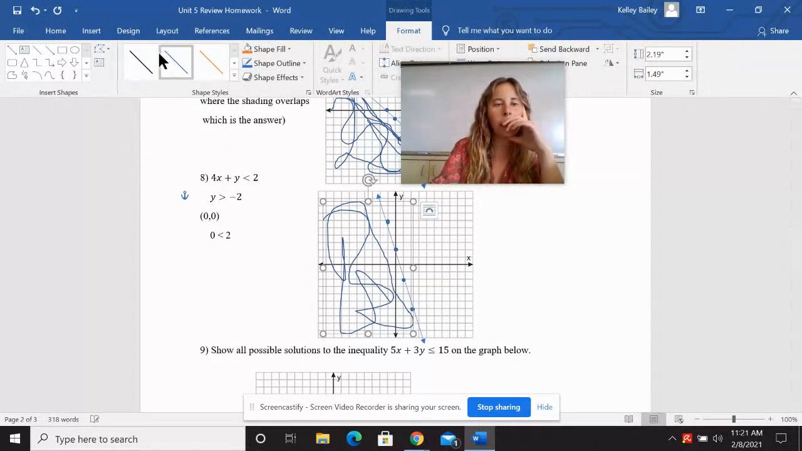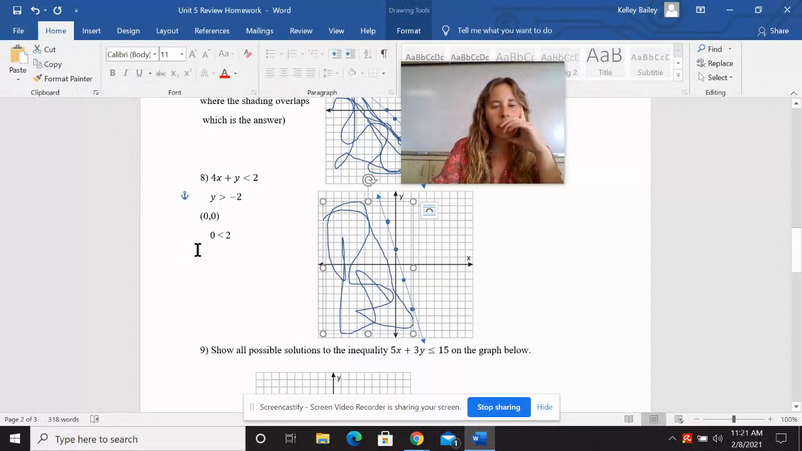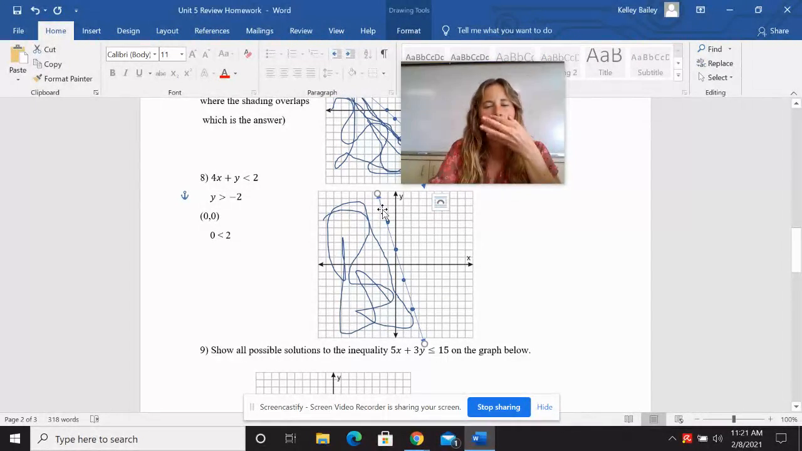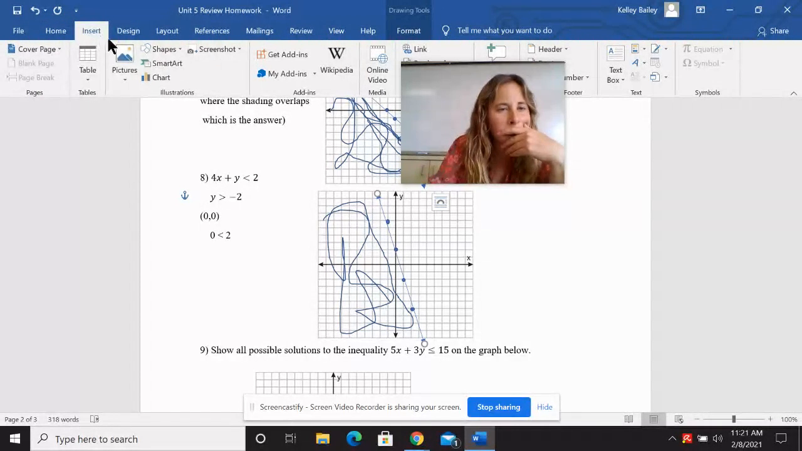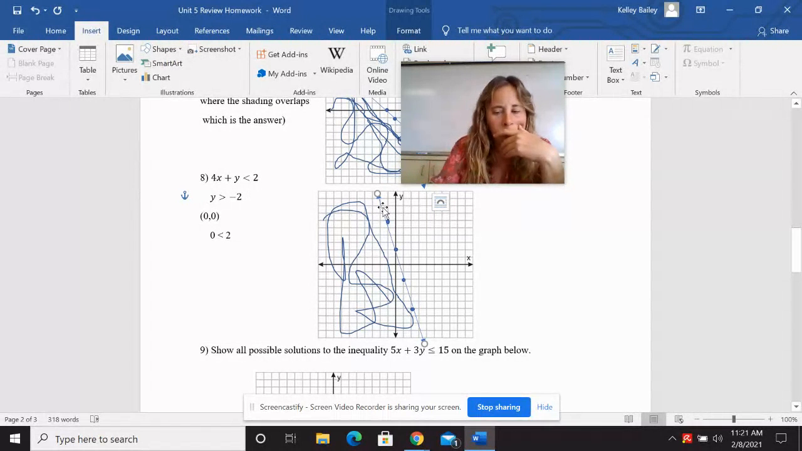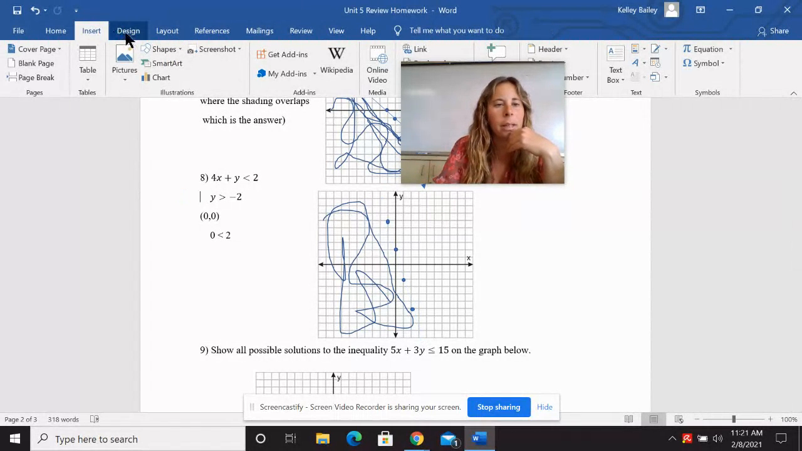Okay, good enough for now. Now, oh, sorry, this needs to be a dotted line. I don't know if that's an option for me. Hold on, we'll delete this. This has to be a dotted line, so we'll go insert shapes.